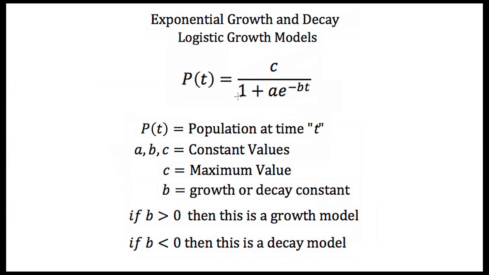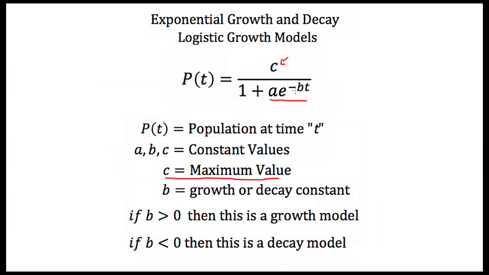Notice, as this denominator gets very large, this whole fraction will get very small. If we went the other way, though, if this term got very small, you'd be adding a very small number to 1, and this essentially would just be c over 1. So the way that this equation is set up, c is the maximum possible value. This is the biggest your population can get.